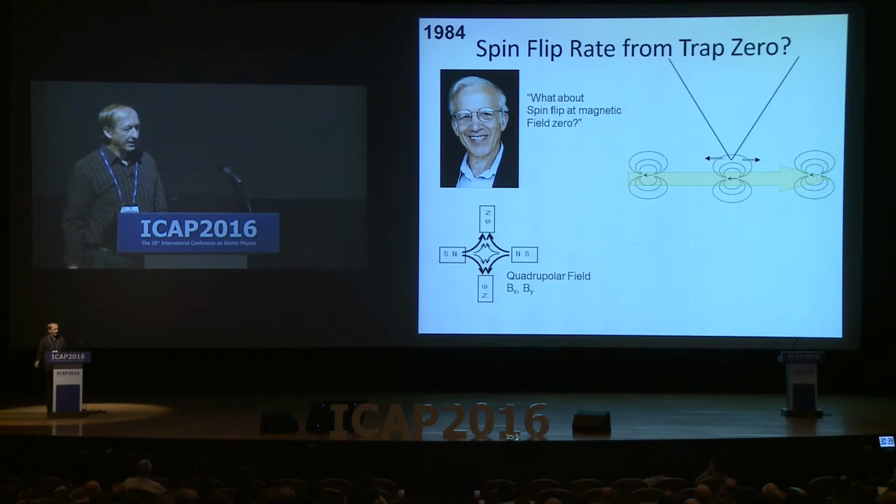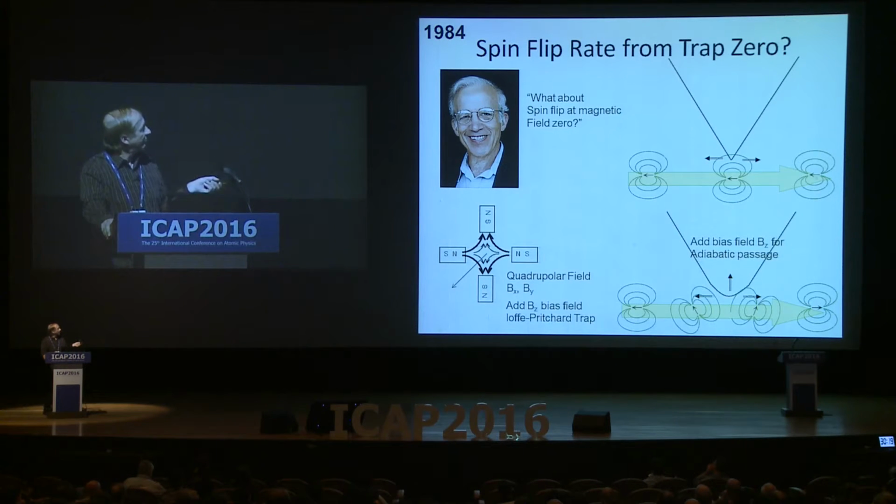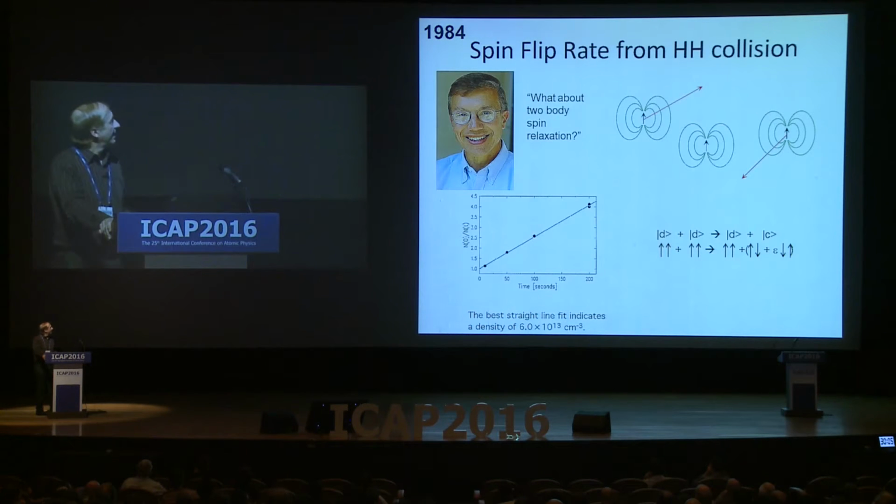Next question. Dan Kleppner came by and asked, well, what about spin flips in that nice magnetic field 0 that you have at the bottom of the trap? Well, if the atom flows through it right in the middle, it'll flip spin and it'll escape. Fortunately, that was relatively easy to take care of. You can just bias the field up and form a configuration where it's quadrupolar in one dimension and a bias field takes it up in the other dimension. And I didn't know it at the time, but I was just sort of recreating the Ioffe-Pritchard trap, which was developed independently. And finally, Tom Greytak came by and said, well, what about two-body spin relaxation? These hydrogen atoms are flying around.